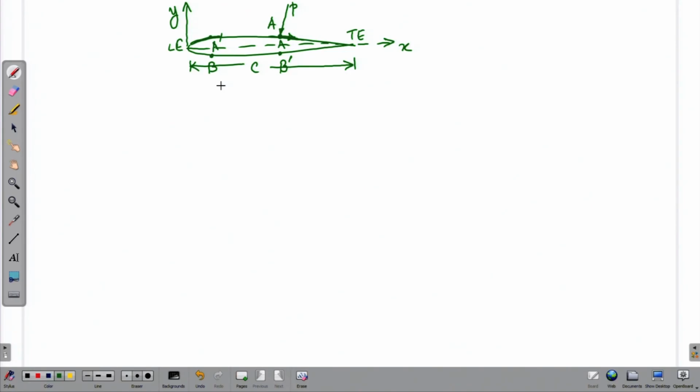Now, we are going to use two distances following the surface. On the upper surface, the distance that we measure by following the surface will be called as SU, and on the lower surface, the corresponding distance will be called as SL.